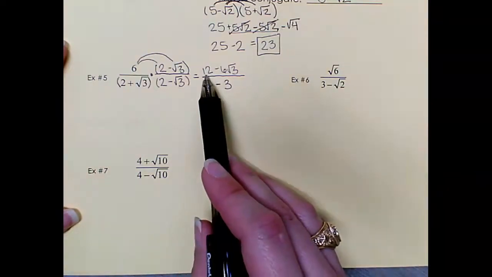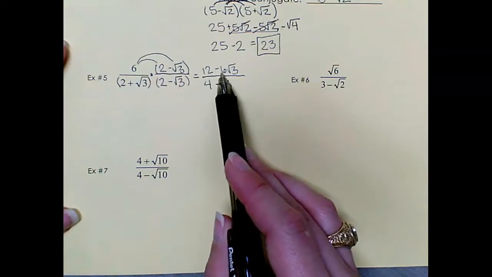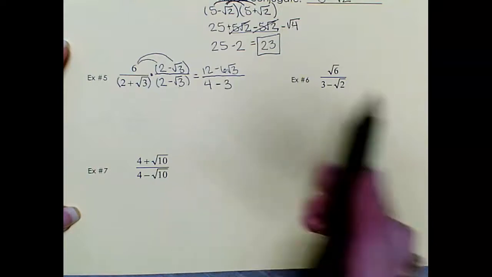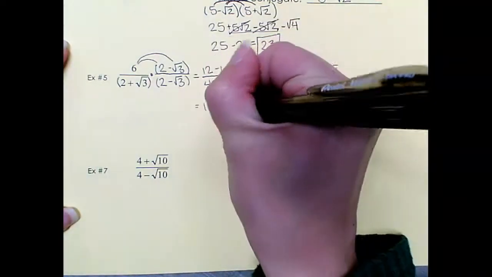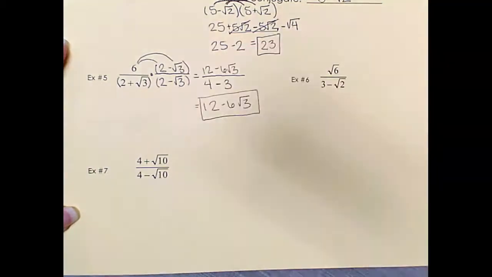And I cannot subtract 12 and 6 because it's not 12 minus 6. It's 12 minus 6 square roots of 3. This is one term. And they're not like terms. So the answer here is just 12 minus 6 square roots of 3. This is as simplified as it gets.